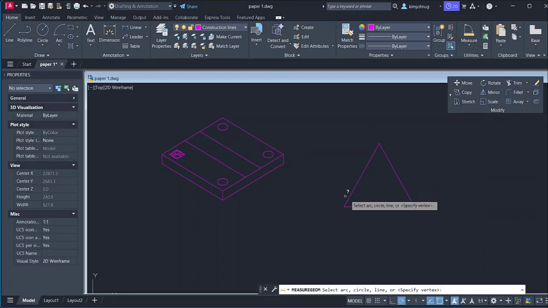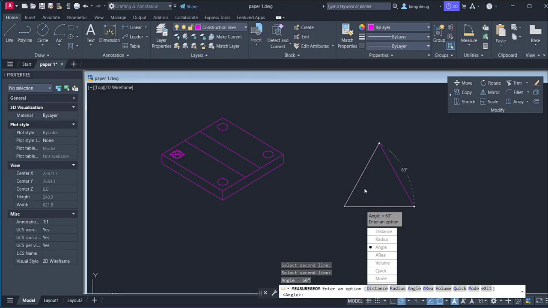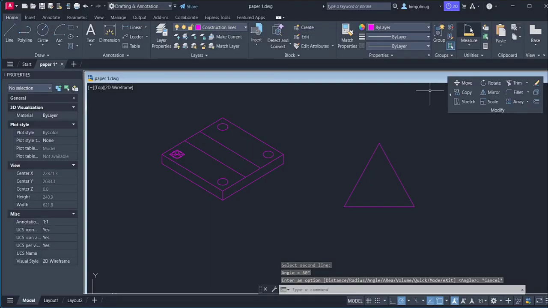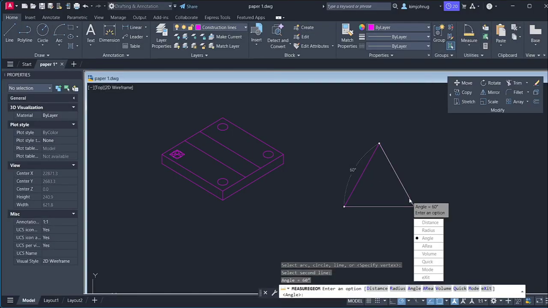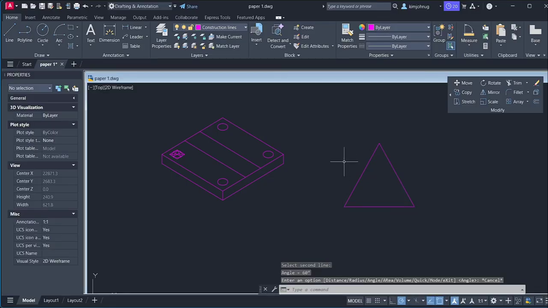So the angle, are we right? Angle. When you're measuring an angle, you measure first line, then second line. So the angle between them is 60. And obviously, it has to be the same angle this side, right? Yes, it's also 60. Okay. So we have a 60 here and a 60 here.